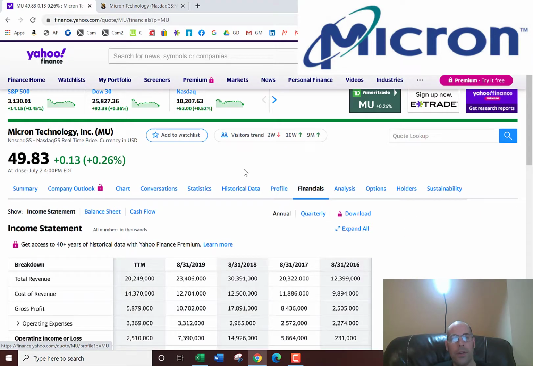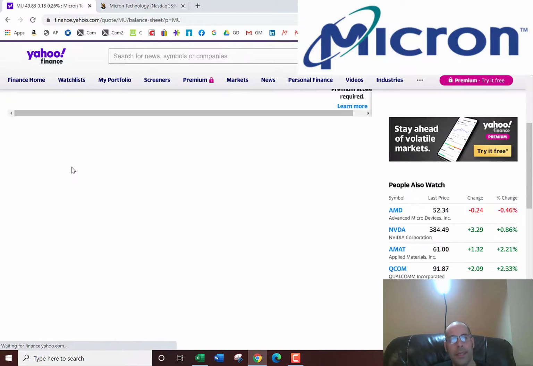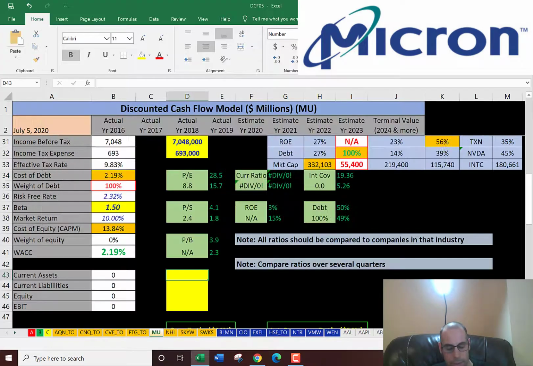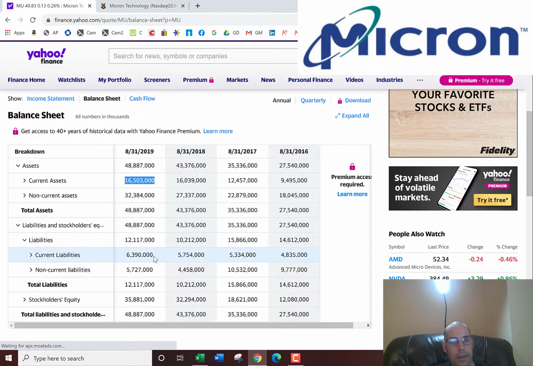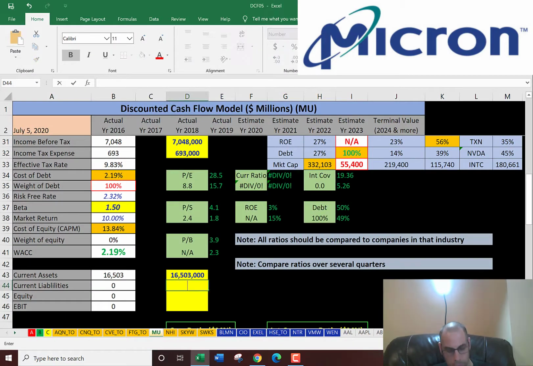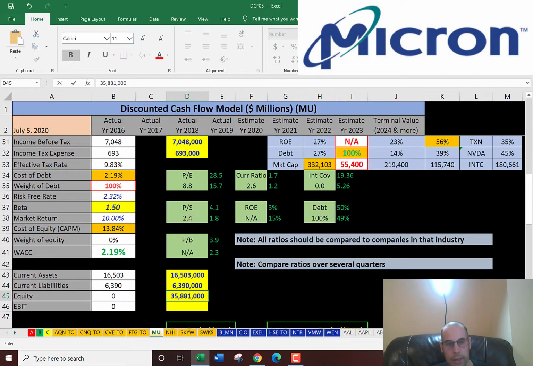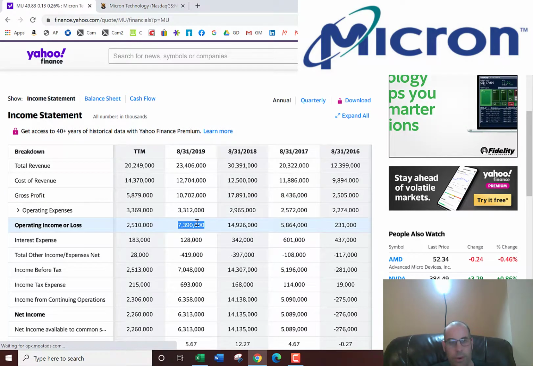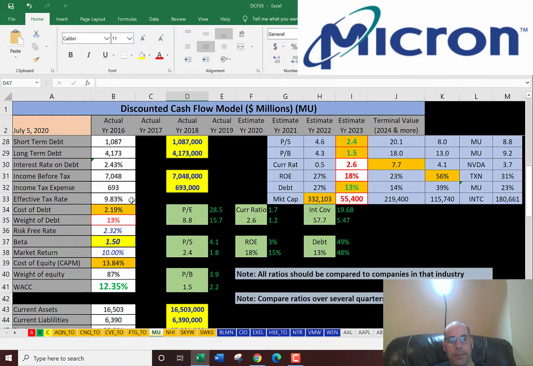We need some more information from the balance sheet in order to look at the ratios. First, we go to the asset section and get their current assets. That's $16.5 billion. And let's get their current liabilities. That's $6.4 billion. And we also need their equity. That's assets minus liabilities. That's $36 billion. We need their EBIT, which is their operating income on their income statement. That's $7.4 billion. That's how much money the company makes through its operational business.